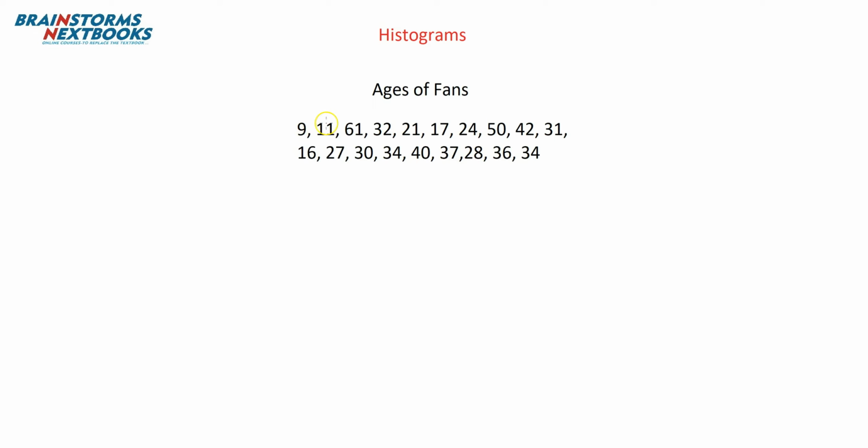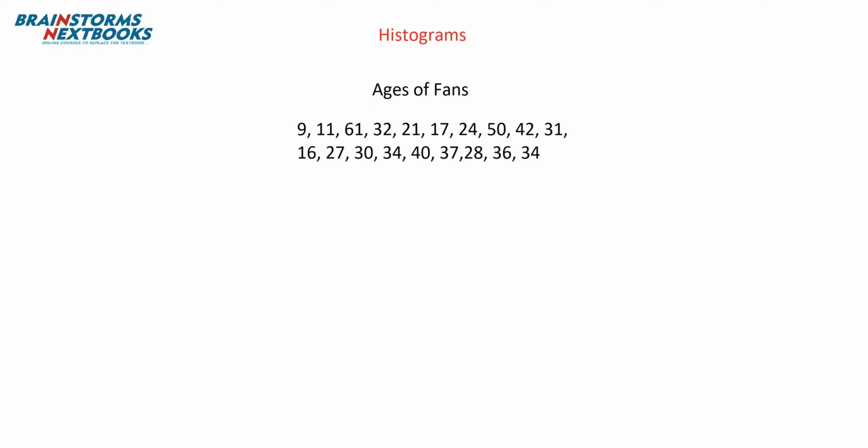This kid was 9, the next kid was 11, right? A bunch of ages. And you can already tell, if you're trying to visually represent the ages of your fans, having a bunch of random numbers does not help, right? We want to put this in a nice, clean, pretty display like a histogram, right? But how do we do that?